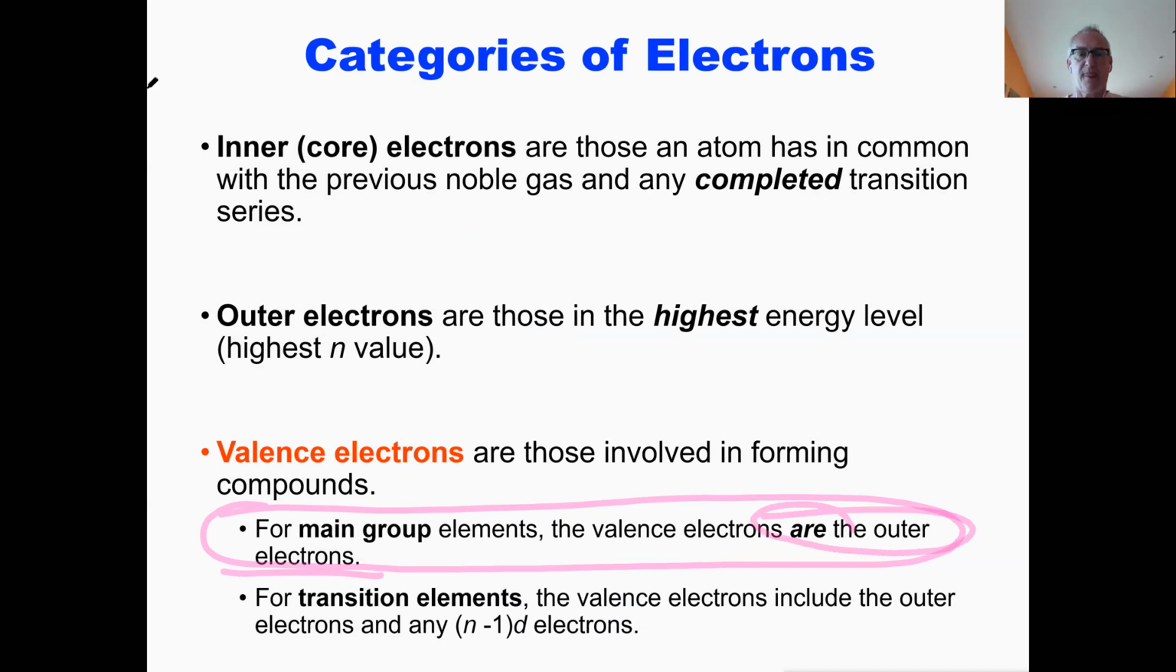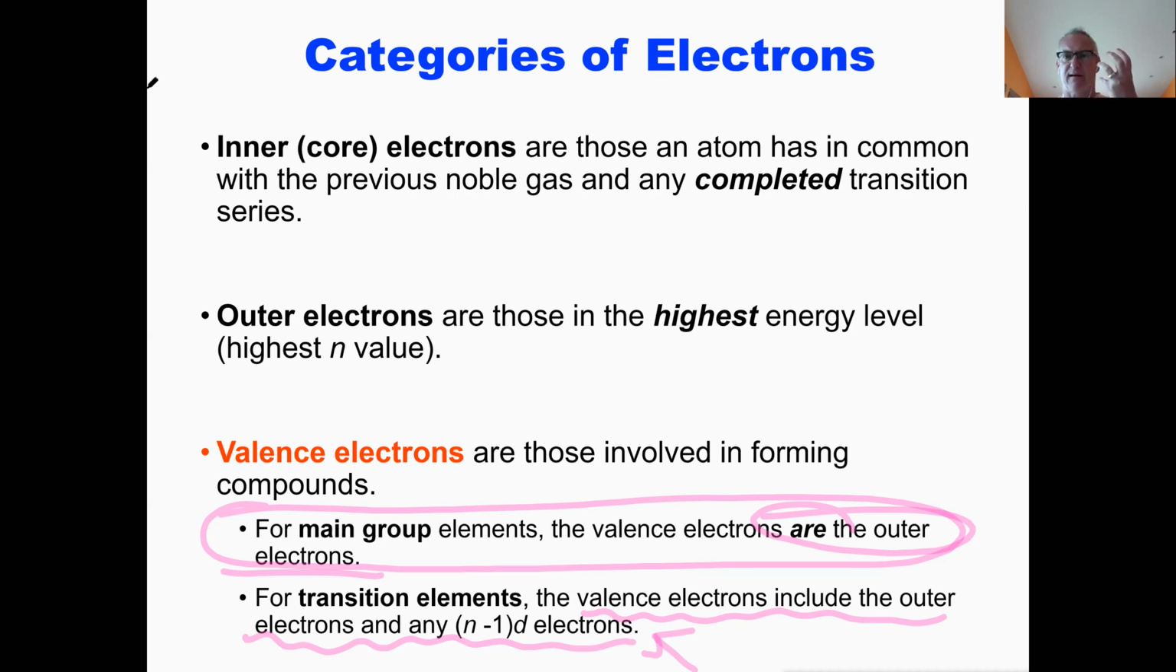That's it. But for the transition metals, as we saw, the valence electrons include whatever the outer electrons are, basically the S electrons, and any D electrons one level back, because the difference in those energies is really, really small. And so those electrons can move back and forth from S into D and back and forth, depending on whether we have a full D subshell or a half-filled D subshell. So we consider those valence electrons as well.